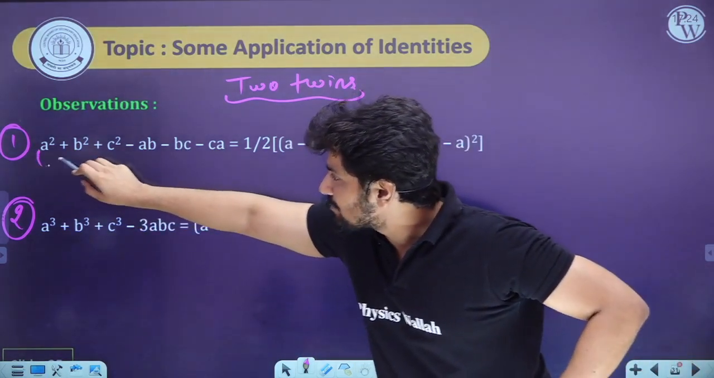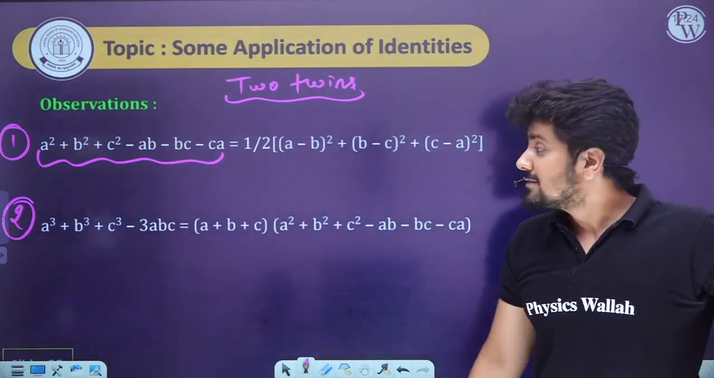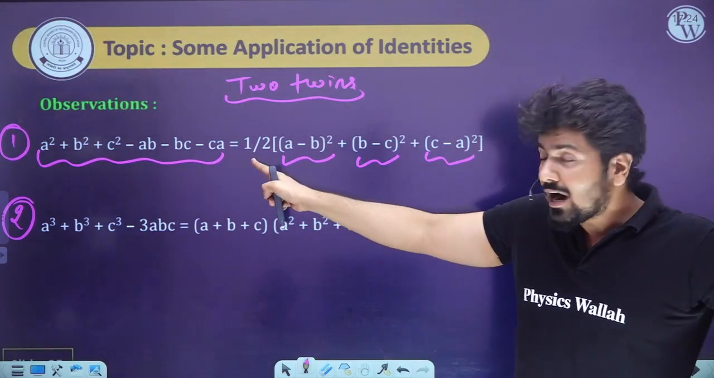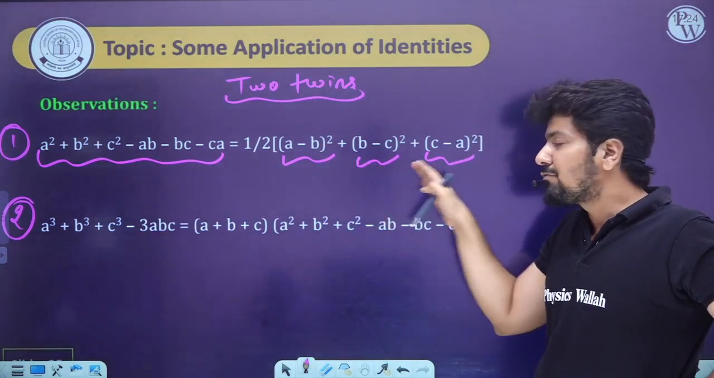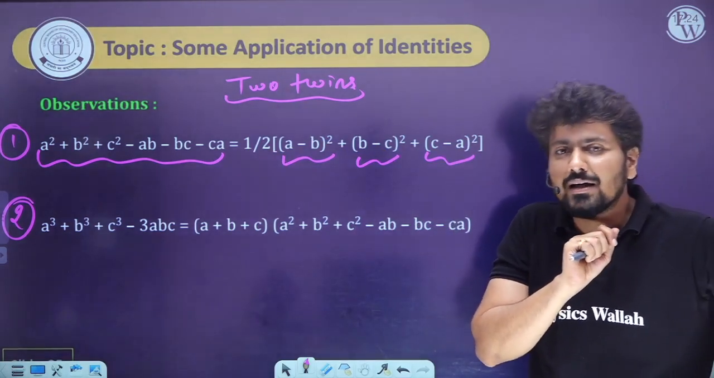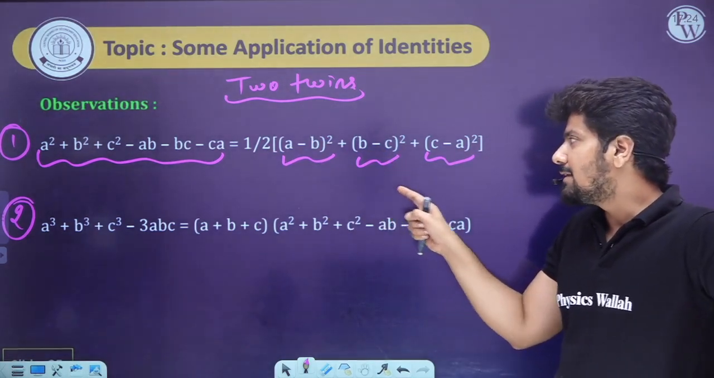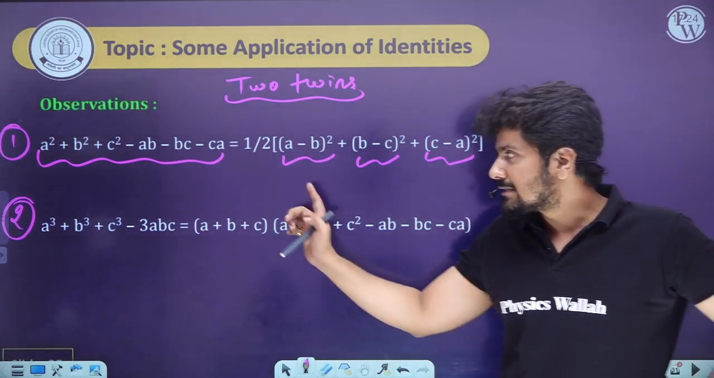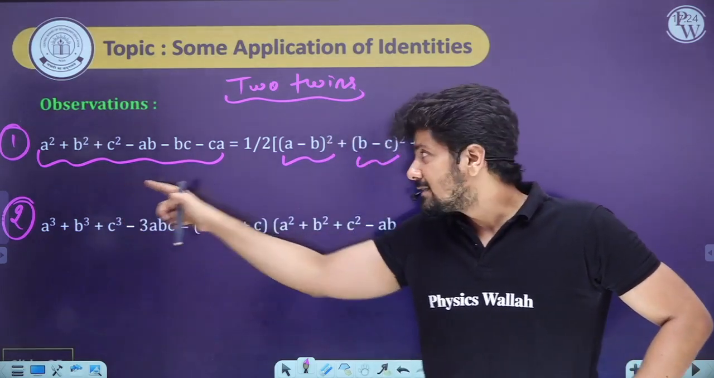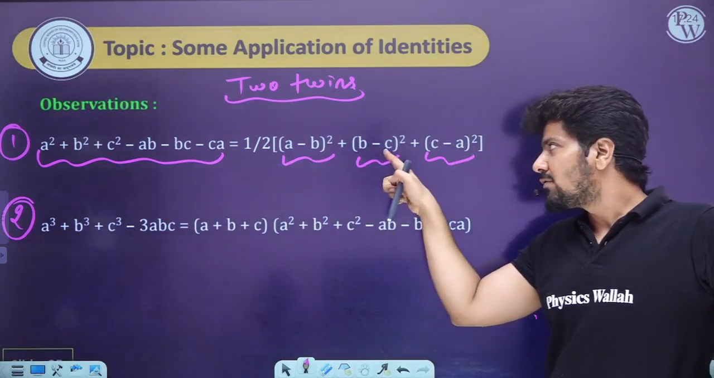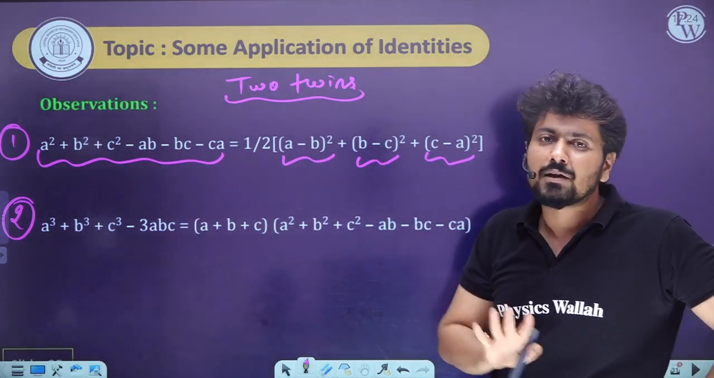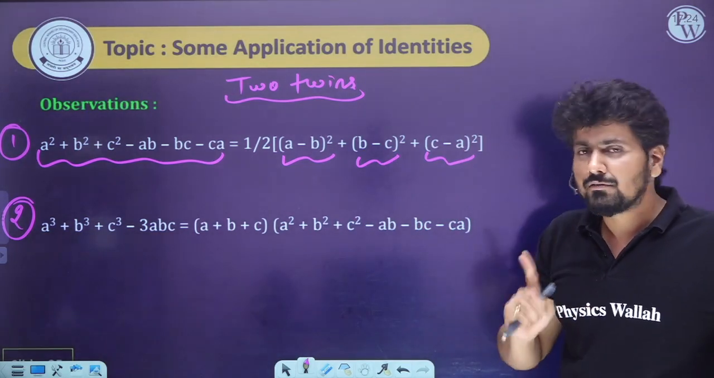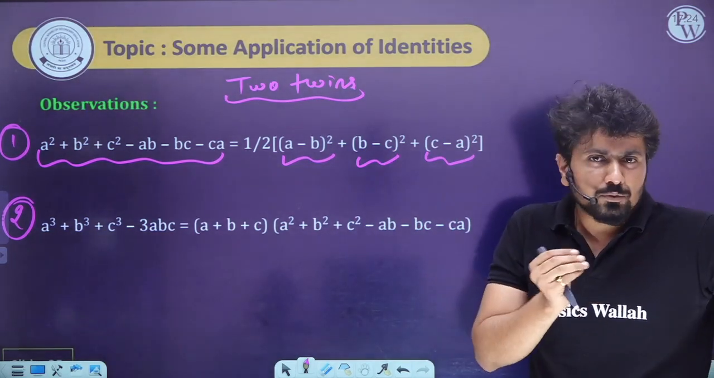Basically, this entire expression is half of the sum of three perfect squares. What are those three perfect squares? (a minus b) whole square plus (b minus c) whole square plus (c minus a) whole square. Very important, again I'm repeating it: this entire expression is half of the sum of three perfect squares, namely a minus b, b minus c, c minus a, whole squares. Now, how do we prove it?